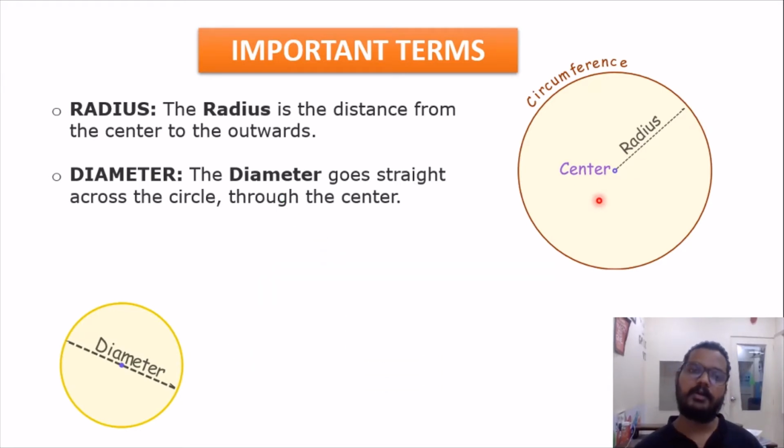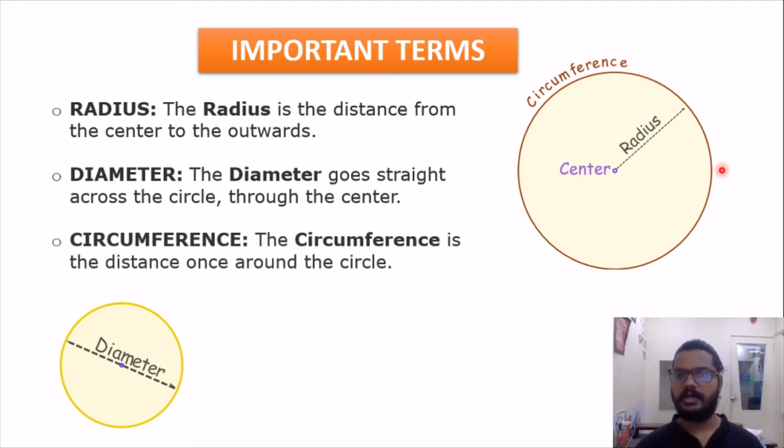The third important term to remember about a circle is the circumference. Now circumference is nothing but the surrounding. If you take a thread or anything and take it around a circle, the distance which is present around the circle is called circumference. So students, make a note of all three and you have to remember these three because these are the very basic concepts.